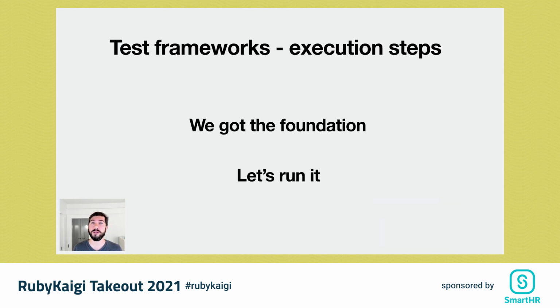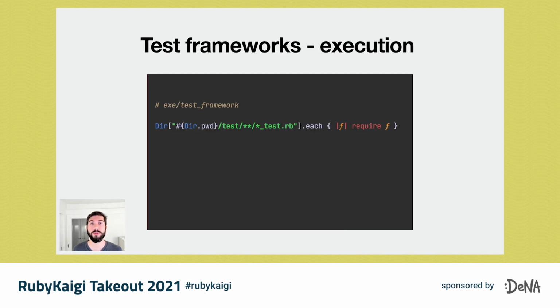We have the basic blocks to be able to build our test framework, but we need to put the pieces together. So we'll begin by requiring each one of the files under test. This is already enough to populate our list of classes. And then we can loop through each one of our tuples, our test queue, and for each one of them, we'll take the class and the method name, and we're going to run the execution flow that we defined.